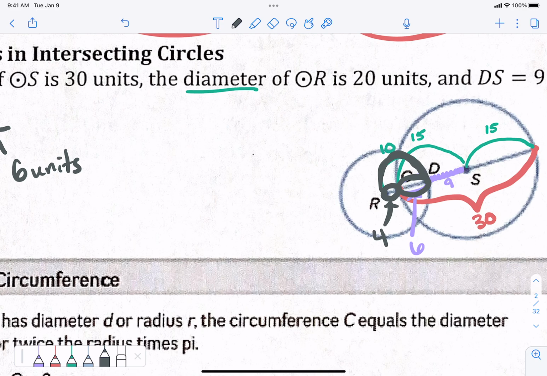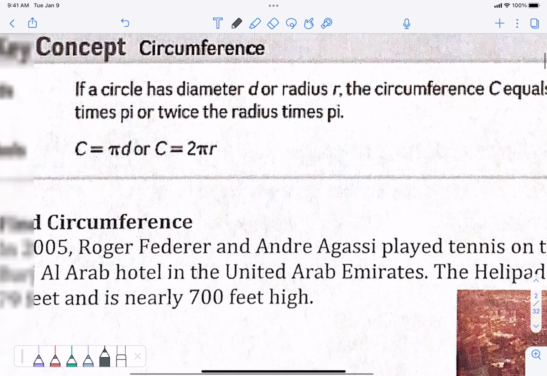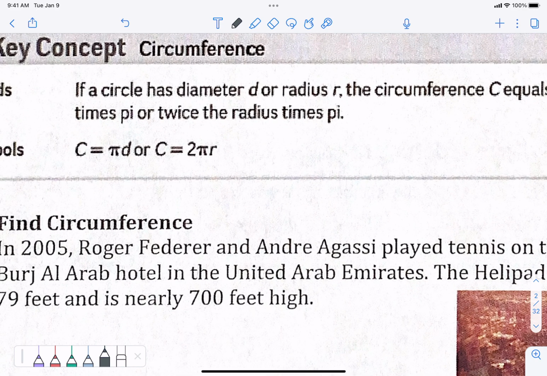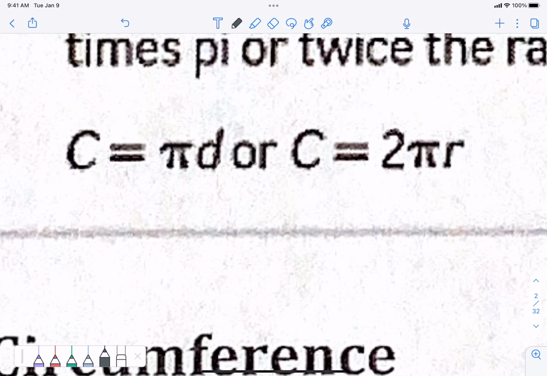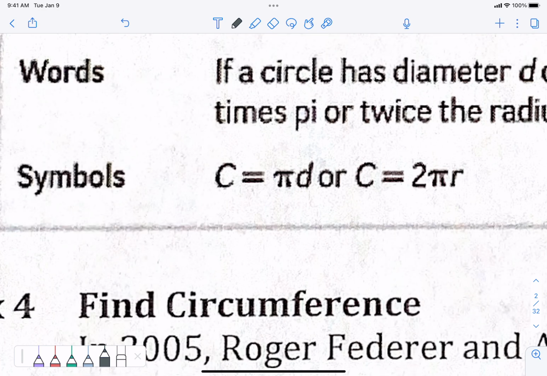There you go, okay? All right, there's not going to be very many formulas from here on out that I'm going to make you memorize. This is one of them, though, that you will need to memorize if you have not already done so. And it is circumference of a circle. We have two formulas for circumference. It is diameter times pi, or 2 times pi times the radius.